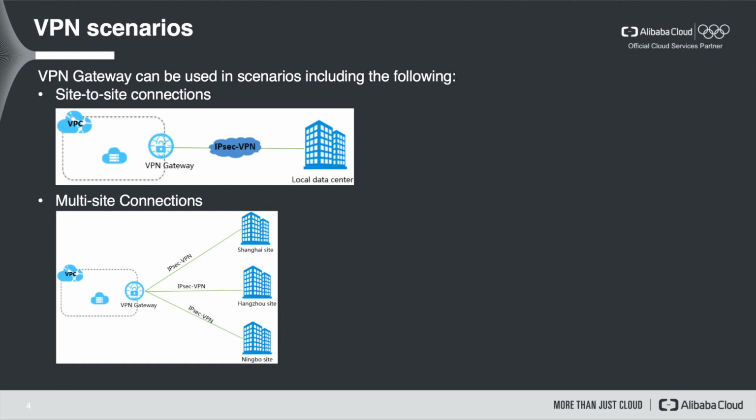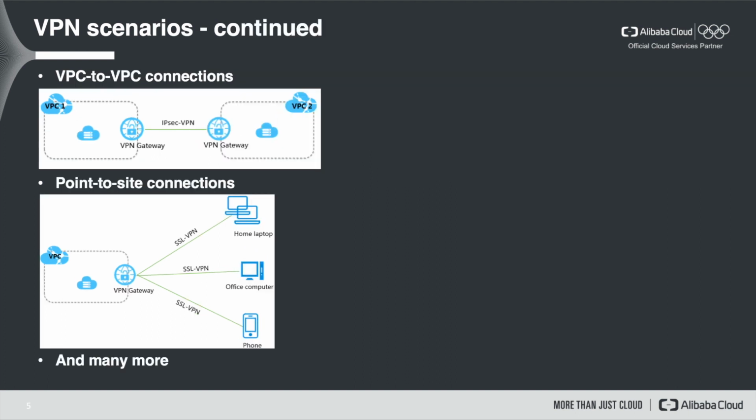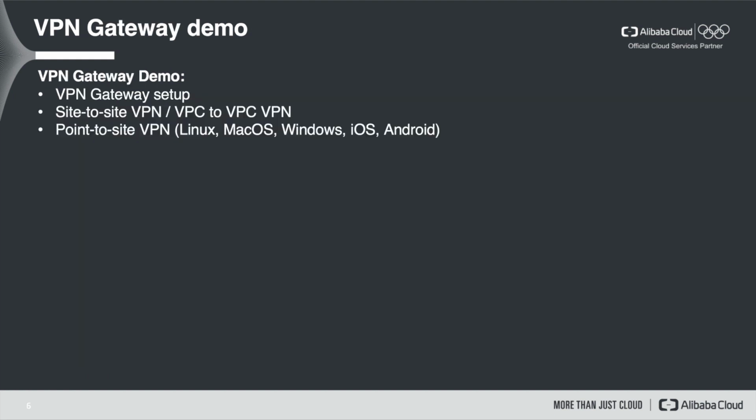Alibaba Cloud VPN supports various scenarios. For example, site-to-site connections, where we connect from Alibaba Cloud to local data center. Multi-site connections, where we have one or more data centers or local sites connected. Customer can create as well virtual private cloud to virtual private cloud connections. Or customer can connect many devices to a single VPN gateway, for example, for mobile phones, computers, or laptops.